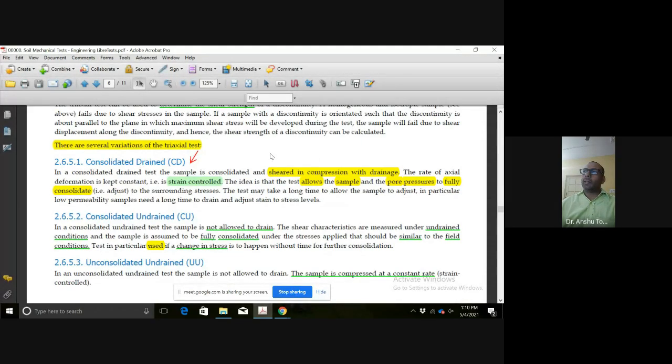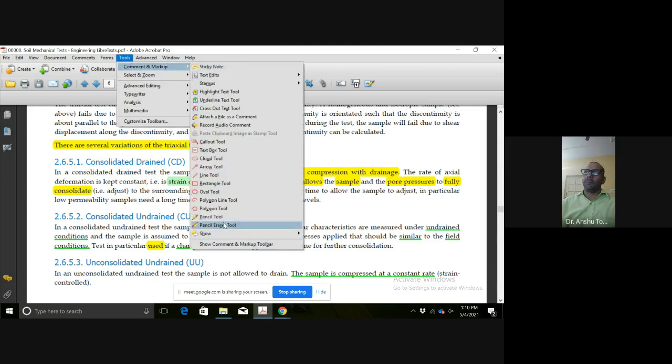In consolidated drain test, sheared in compression with drainage. So as the pressure is applied from upside, the water is allowed to move in and out. That means it is allowed to drain out, it is moving out. Then the pressure from outside is exerting the pressure inside. And again, the water is trying to pressurize the sample inside. The sample is consolidated and sheared in compression with drainage. So the word with drainage has been used here.